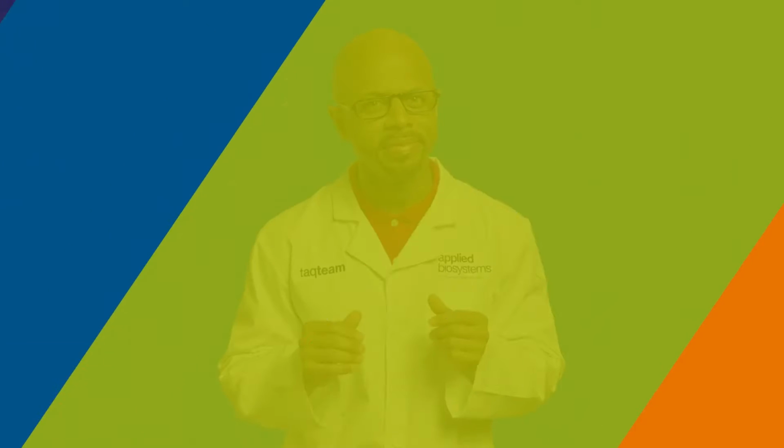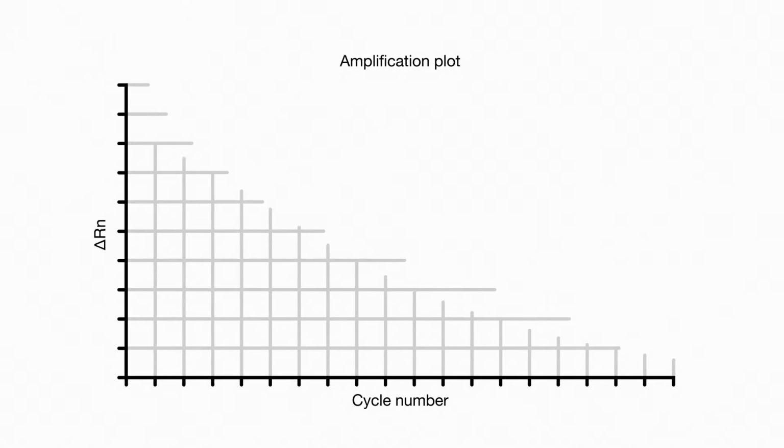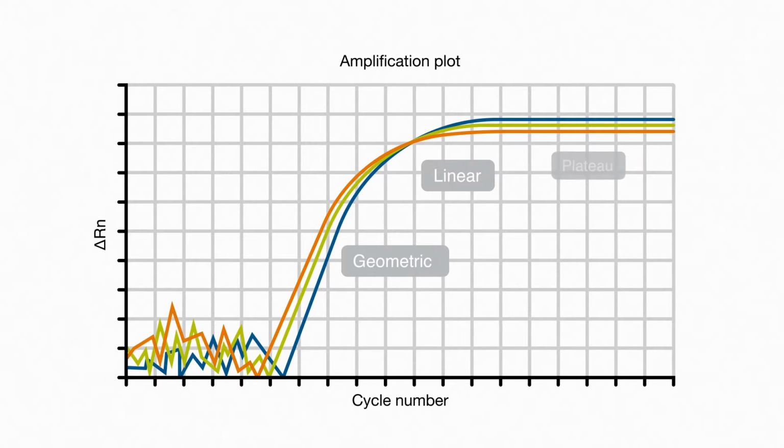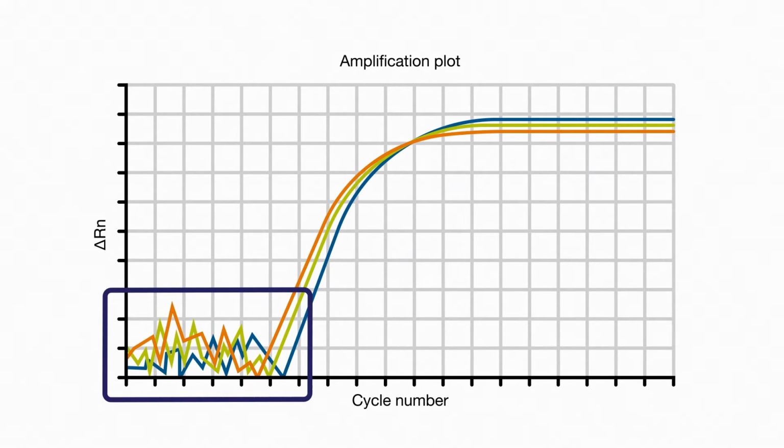What do we mean when we talk about setting a baseline in real-time PCR? Let me explain. Here, we're looking at a fairly standard real-time amplification plot. We have some nice curves, each of which has the familiar geometric phase, linear phase, and plateau phase. So far, so good. But what's all this junk in the early cycles?